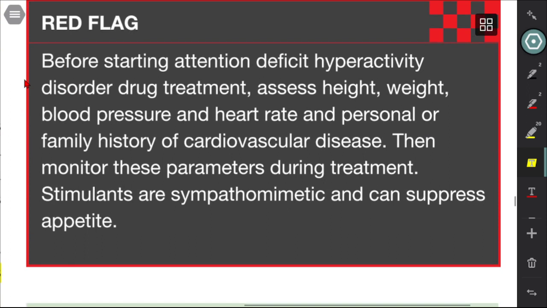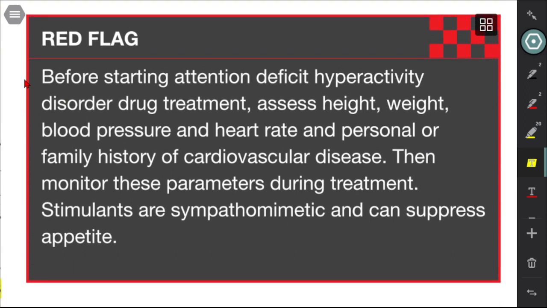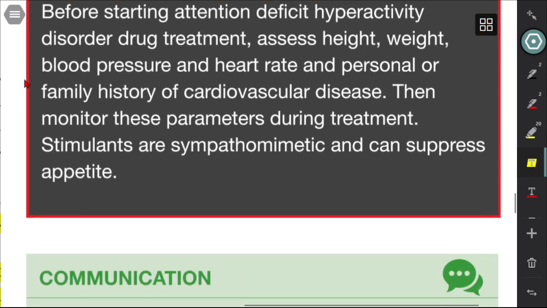Here we have a red flag. Before starting attention deficit hyperactivity disorder drug treatment, assess height, weight, blood pressure, and heart rate, and personal or family history of cardiovascular disease. Monitor these parameters during treatment. Stimulants are sympathomimetic and can suppress appetite.